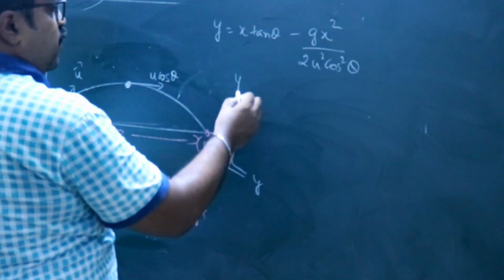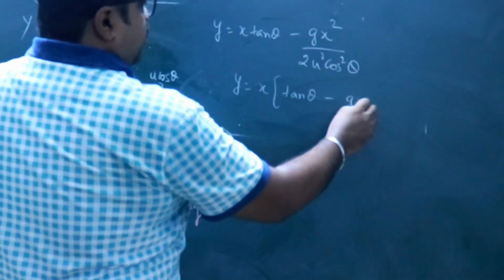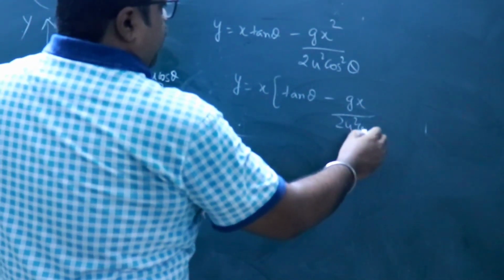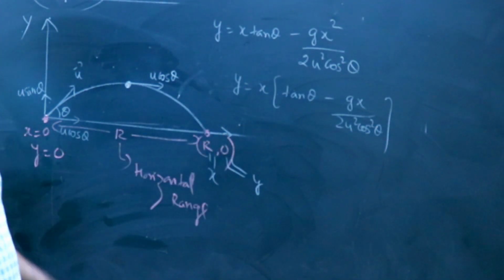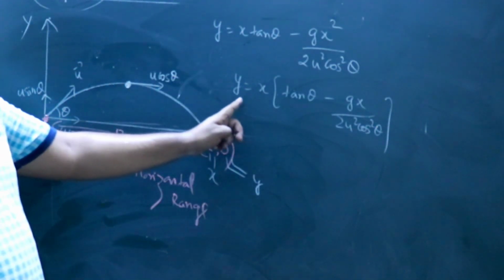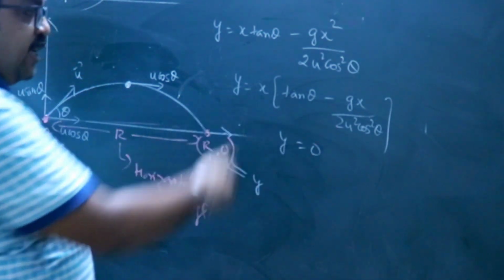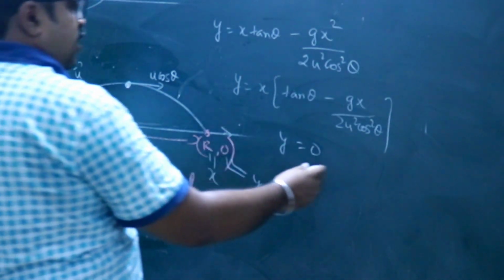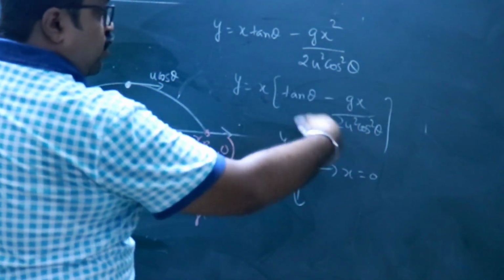So I can write this equation as y is equal to x tan theta minus gx divided by 2u square cos square theta. I have taken x common. Now for y equal to 0, if I substitute y equal to 0, there are two possibilities. One possibility is this x is 0. The other possibility is this quantity is 0.